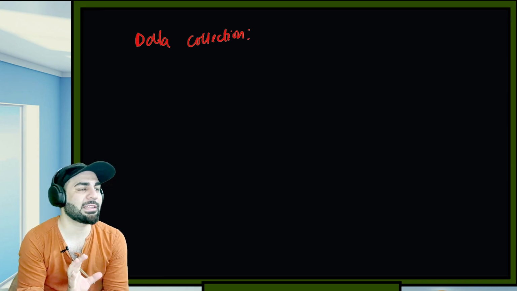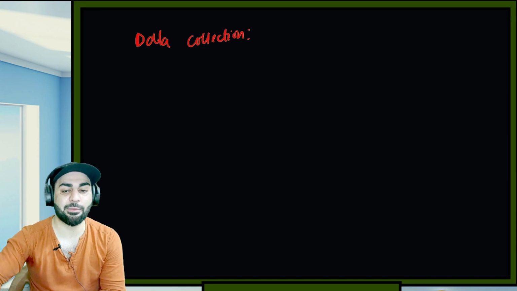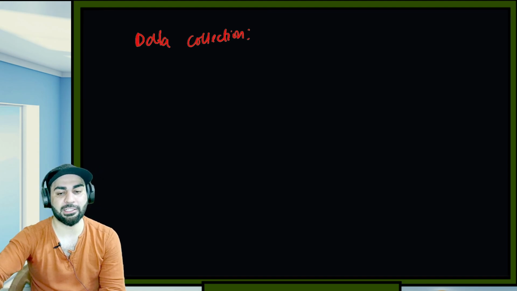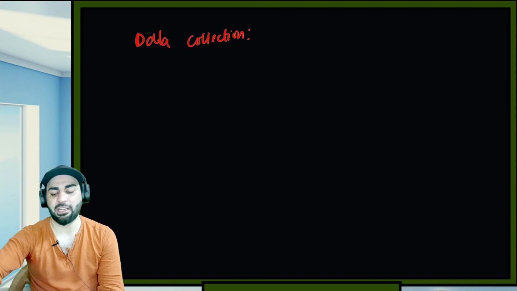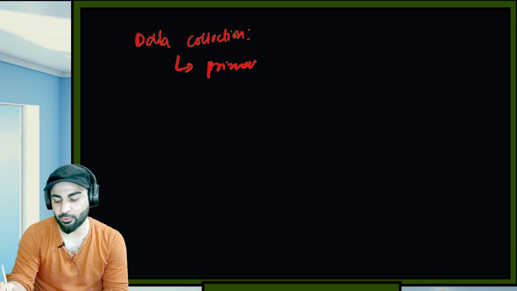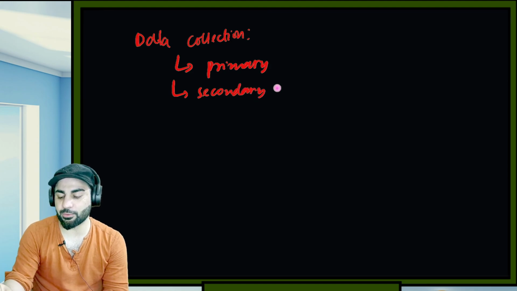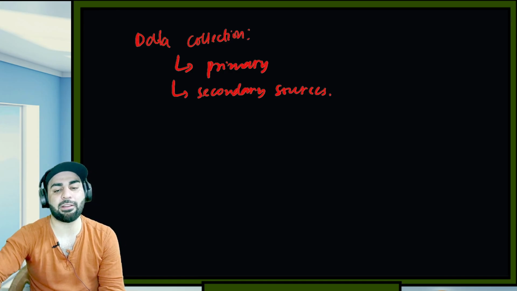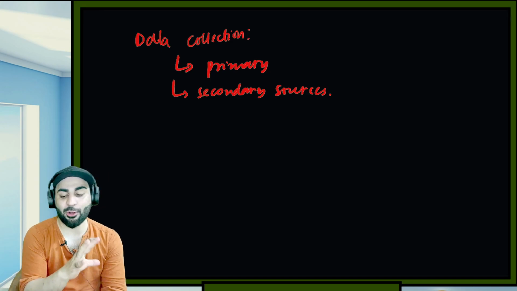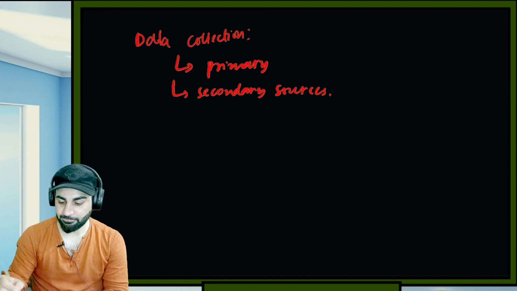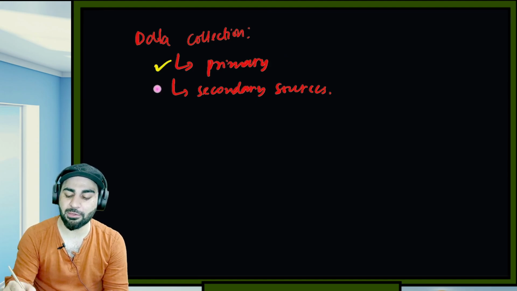Once you have decided what problem to solve, the second step is data collection. So how do you perform data collection? The first thing is that you can have different sources: primary sources of data and secondary sources of data. Once you have identified the problem, you also have to identify the sources of data, which is also an important thing.